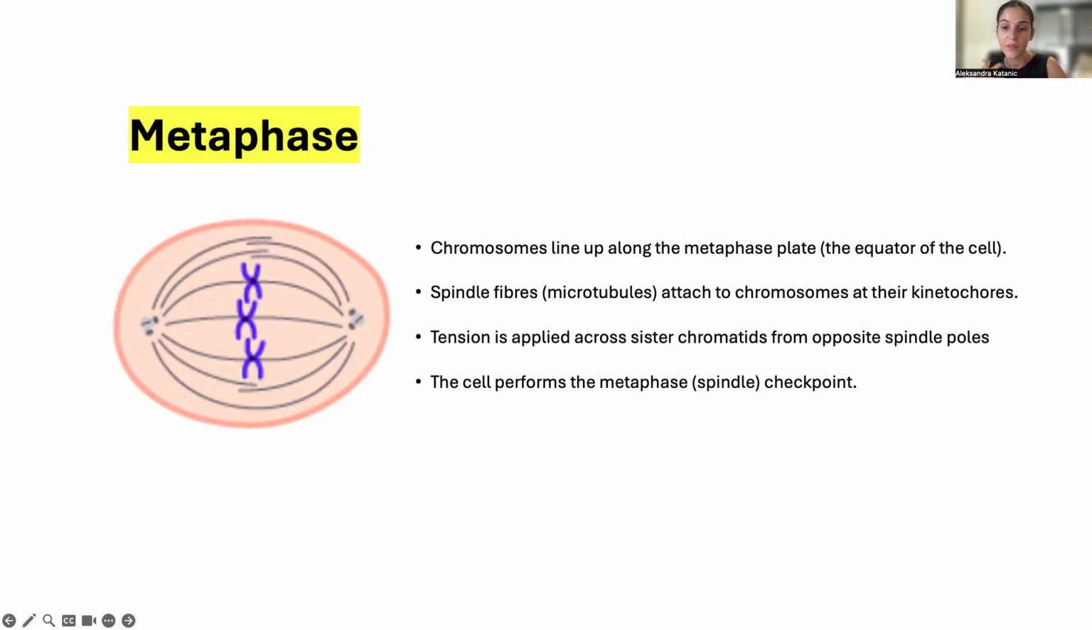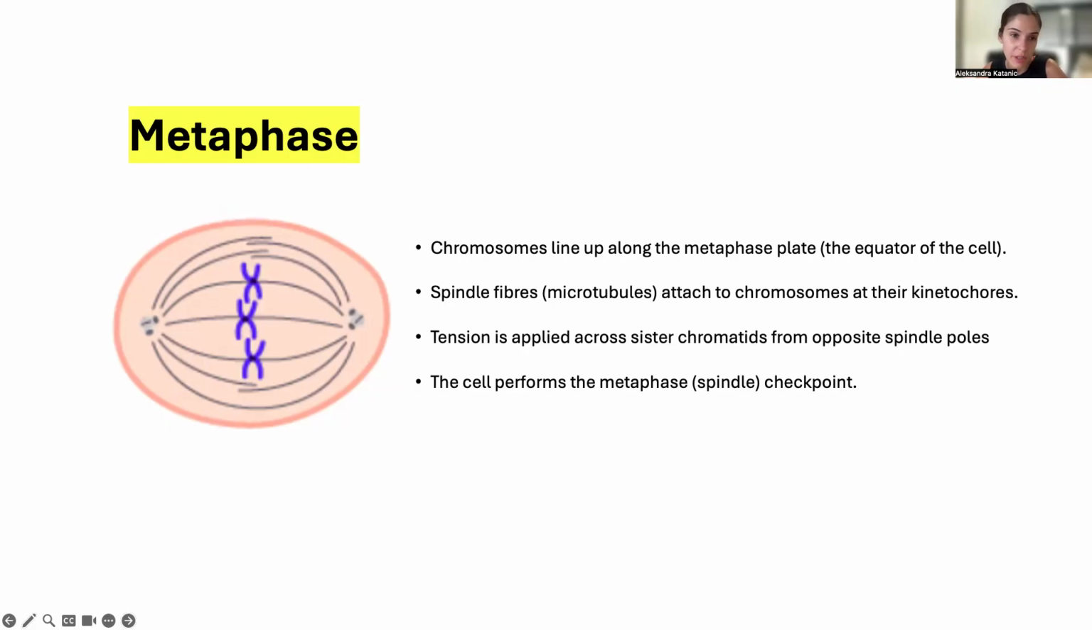Okay. Finally, the cell performs the metaphase checkpoint. So the cell will ensure that chromosomes are properly attached to the spindle and that the tension is balanced across each of the chromosomes. The checkpoint prevents the cell from entering anaphase until everything is correctly aligned, reducing the risk of aneuploidy. So this is something that, there's high potential that something like this can be asked on an exam question.